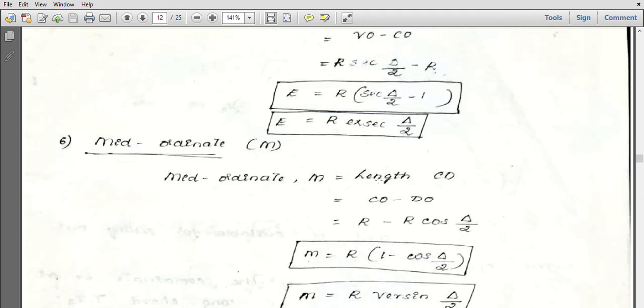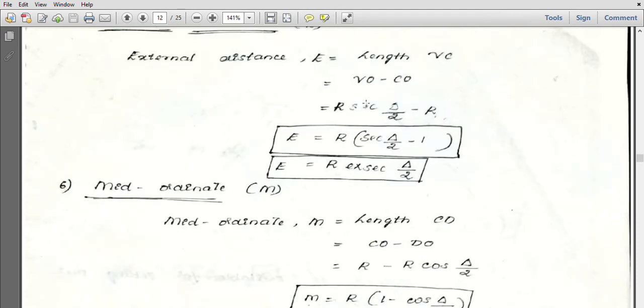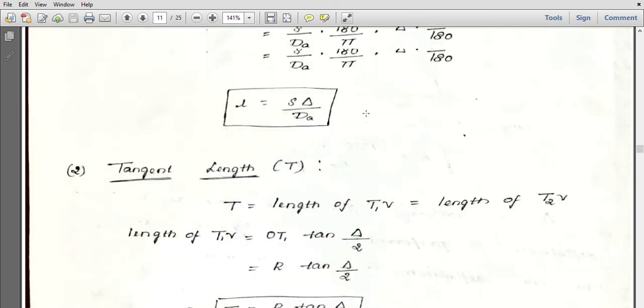So next, length VO means here R secant delta by 2, and CO means that is the radius of the curve. So for VO we are considering this triangle. So again we are applying the cosine rule. So this is 90 degrees. We want now OV. So while calculating OV, we will get this OV distance is equal to R into secant delta by 2. And OC means, so this is considered as T1 O, OC and O T2. All these are radius of the curve.